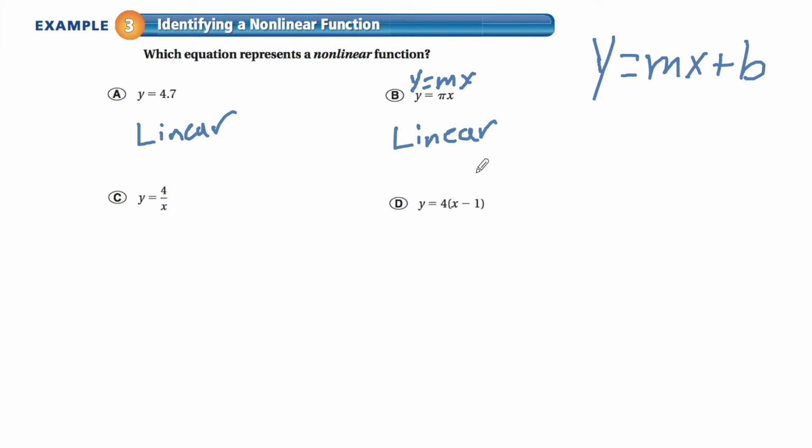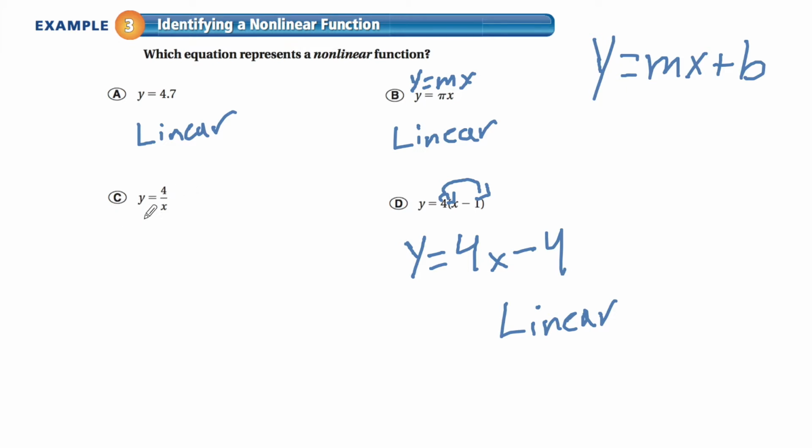Let's go to equation D. Equation D is y equals 4 times the quantity x minus 1. So let's rewrite that after we distribute this 4. That'll give us y equals 4x minus 4. This line is written in slope-intercept form, y equals mx plus b. Same thing, 4 is our slope, negative 4 is our y-intercept. So we're good to go.